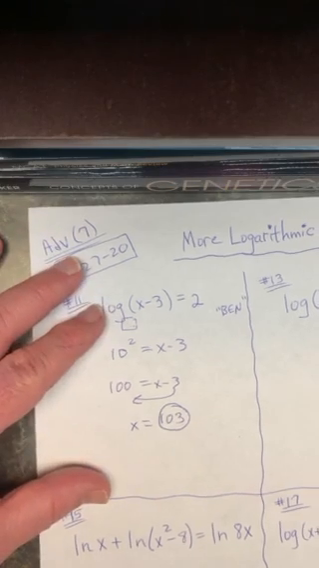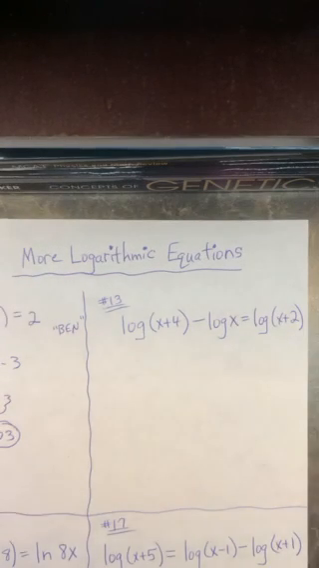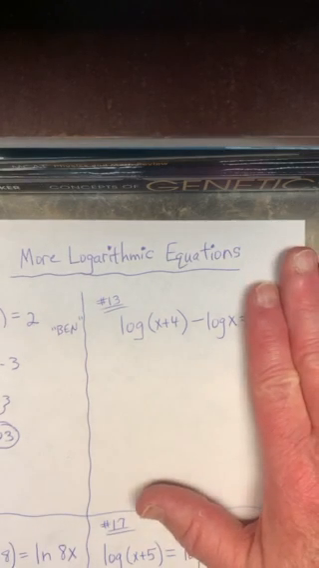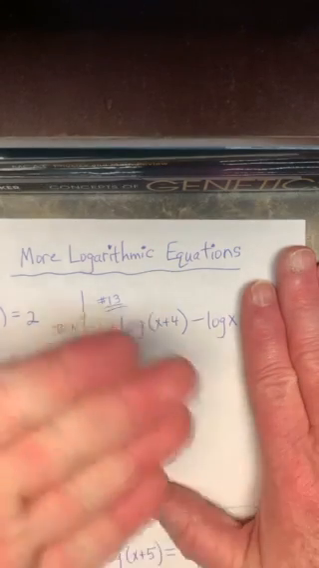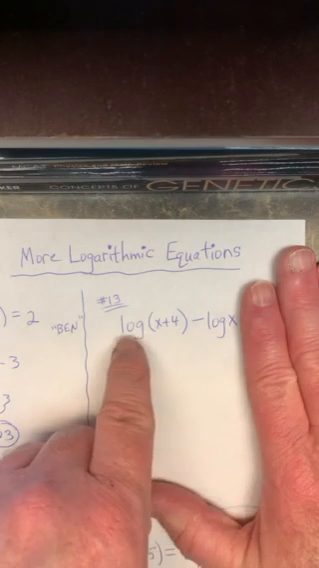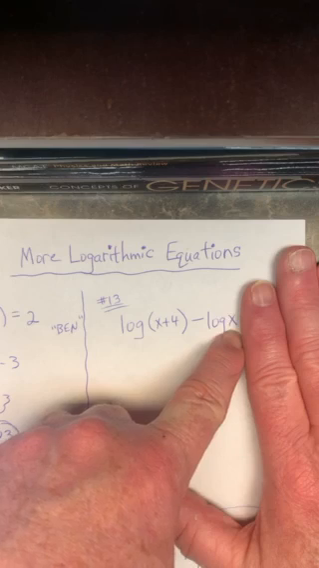Okay? Now, careful. Look at number 13. I'll give you a second to write it down. The log of x plus 4 minus the log of x equals the log of x plus 2. Do not use Ben. You can't. There's more than one log in this problem. All right, for now, guys, I'm going to focus on the left side of the equal sign only. Do you agree that on the left side, if I said, describe to me what you see there, it's the log of m minus the log of n?